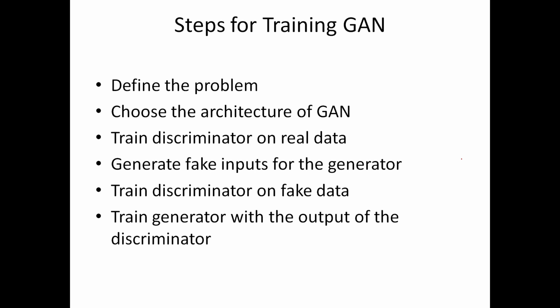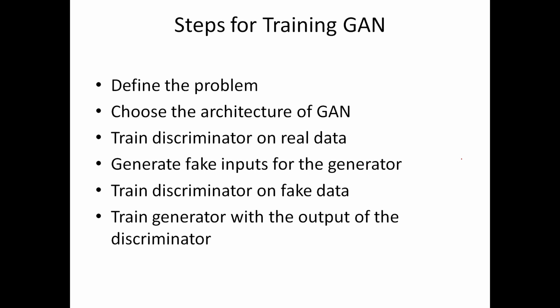And these are the steps for training the GAN. One is we need to define the problem and choose the architecture of the GAN, whichever architecture is compatible for the particular problem, and design that architecture. Then train the discriminator on real data. Then generate fake inputs for the generator, because the generator will generate the fake inputs. Then train the discriminator on fake data.